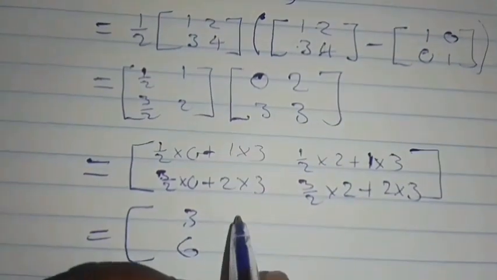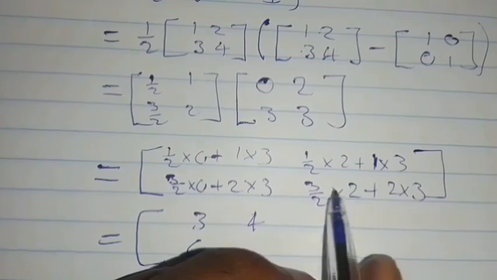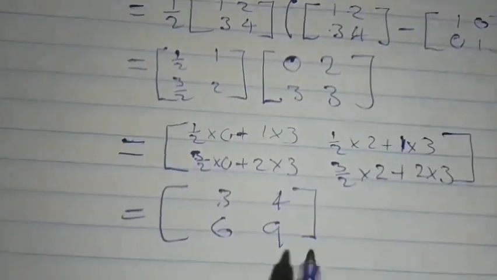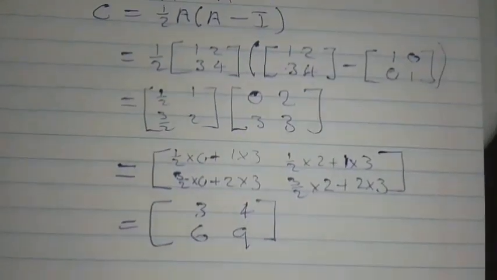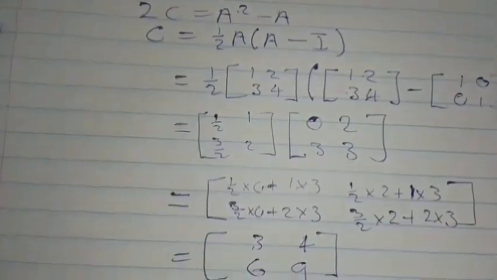So 1 plus 3, that's just going to be 4. And then 3 over 2 times 2, that's just going to be 3. Then add that with 6, you're going to have 9. So you're going to have something like this. Or you can just find A squared first, it doesn't matter. And then you subtract A from there. And then you just divide every entry by 2.